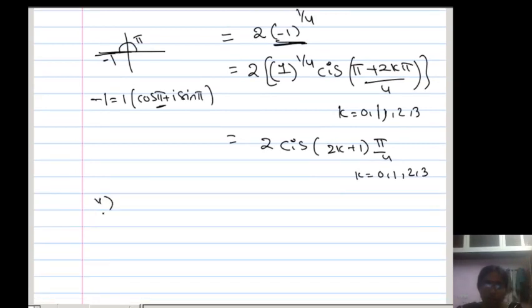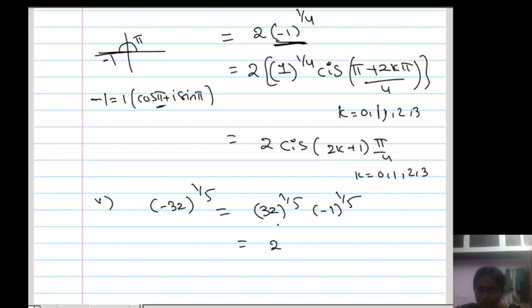Next, last problem. What is that question? Minus 32 power 1 by 4. Very same as above. What will be the first step? You can write it as 32 power 1 by 5 into minus 1 power 1 by 5. 32 power 1 by 5 is written as 2, because 2 power 5 whole power 1 by 5 gives 2 only. So now minus 1 power 1 by 5 has to be simplified.